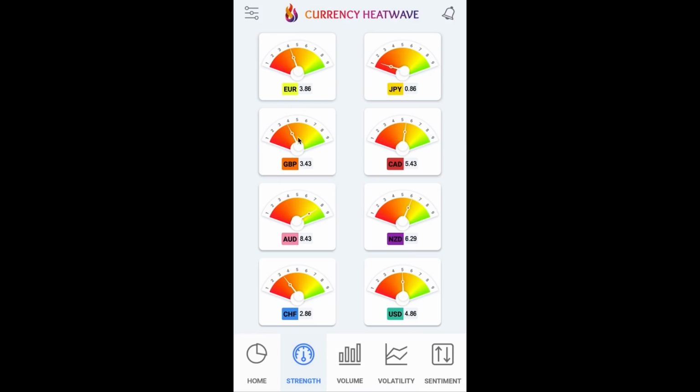GBP right here is at a 3.43, a 3.4, and AUD is at an 8.4, 7.8. All right. What do you think is happening right now on the charts based on this? What's happening is it's dropping. I can look at this and see that it's dropping. So the Australian dollar is stronger than the Great Britain pound. All right. So it's dropping. Now let's go look at that and confirm.